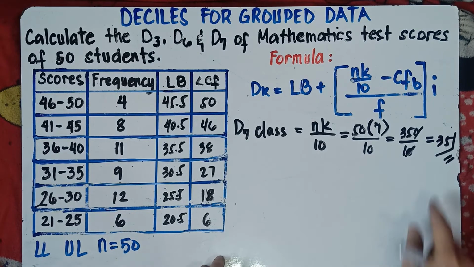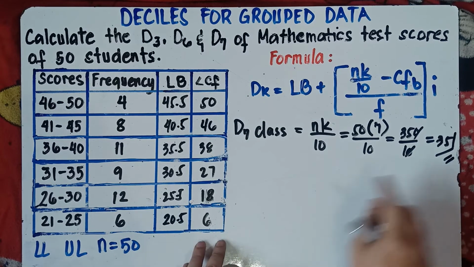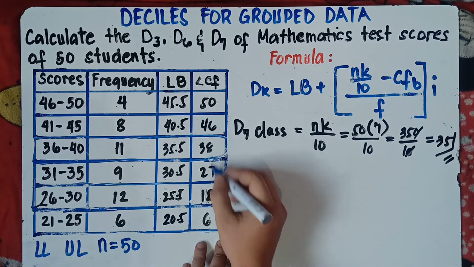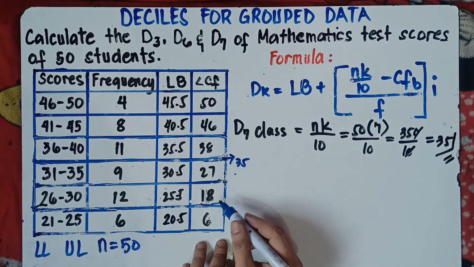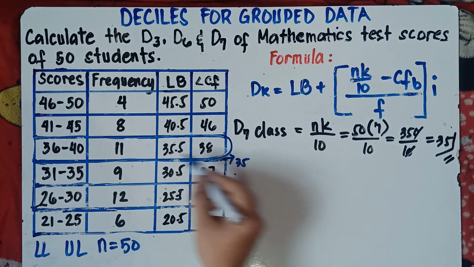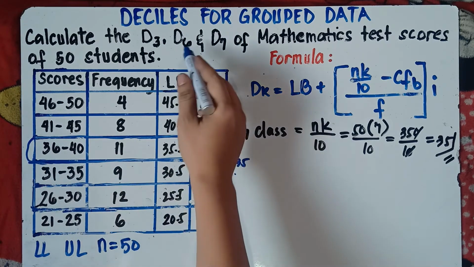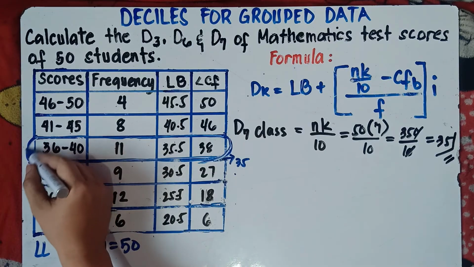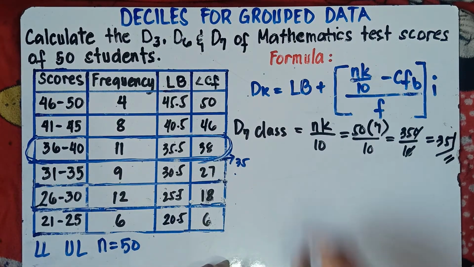Now we will be referring to this in our less than cumulative frequency. Now where is 35? So 35 is in between 38 and 27. Once again, we need to select the one greater than 35. So this will be our 7th decile class, the same class as a while ago with the 6th decile. And then we will be using this in our formula.